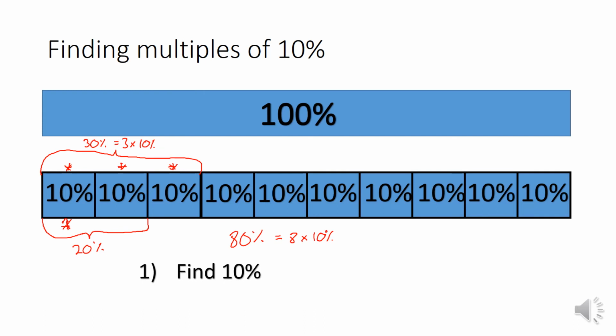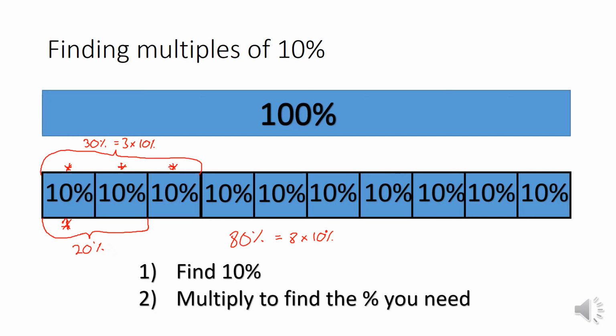So you work out 10% by dividing by 10 and then you just times it by 8. So the first step, find 10%. So whenever you're doing a multiple of 10, you always find 10% first. And then you just multiply by whatever you need to get the percentage. So if you're trying to find 90%, you find 10%, you times it by 9. If you're trying to find 40%, find 10%, times it by 4. So you just times by whatever you need to get the percentage you're looking for.